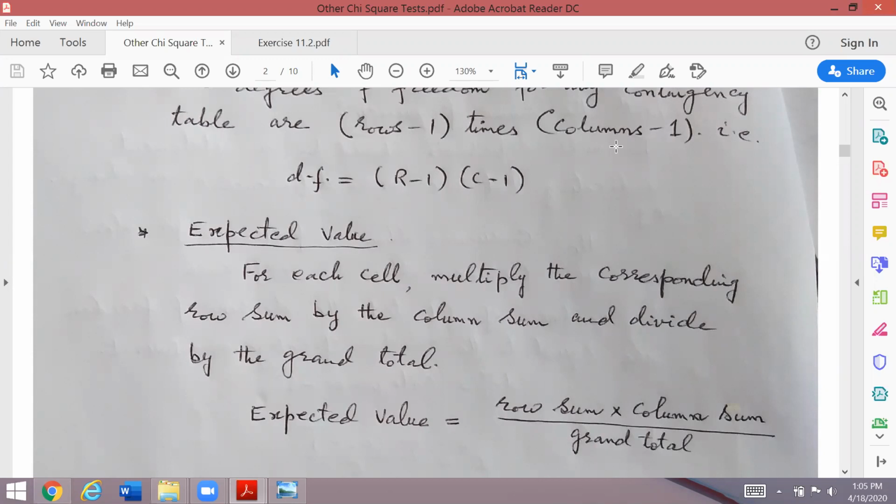Here, the formula is that for each cell, multiply the corresponding row sum by the column sum and divide by the grand total. So you see, rows and columns are given, just horizontally you add up, then vertically you add up. You'll be getting row sums and column sums. And of course, the bottom right cell will be your grand total. Whether you count it horizontally or vertically, the answer will be the same. The expected value formula is row sum times column sum divided by the grand total.